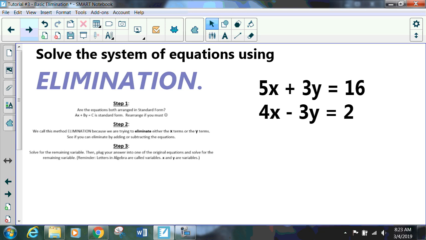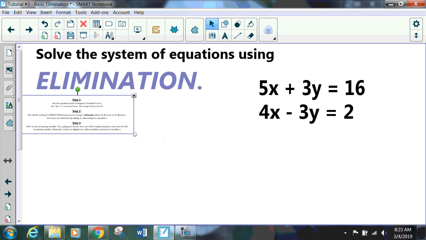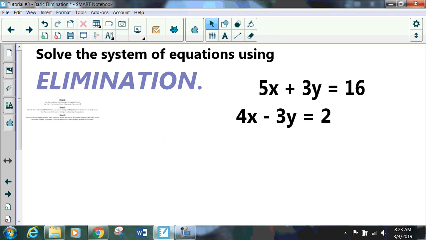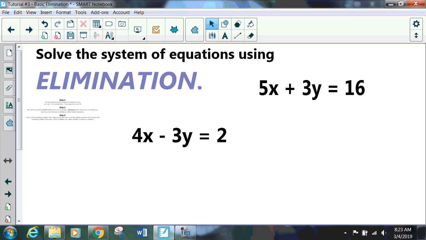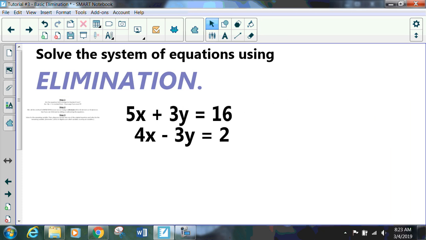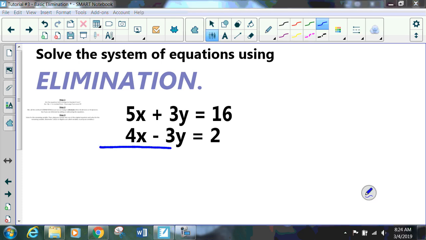Step 2, we call this method elimination because we are trying to eliminate either the x terms or the y terms. See if you can eliminate by adding or subtracting the equations. So what we're going to do looks a little bit weird, but we're going to take these equations, swing them over this way, and add them. I know that we've added numbers like 4 plus 5 or 4x plus 5x, but we've never added two equations together. So it's definitely something new. So here's what we're going to do.